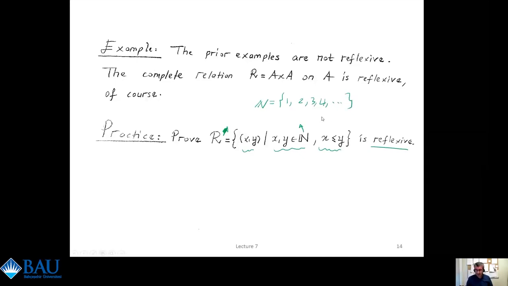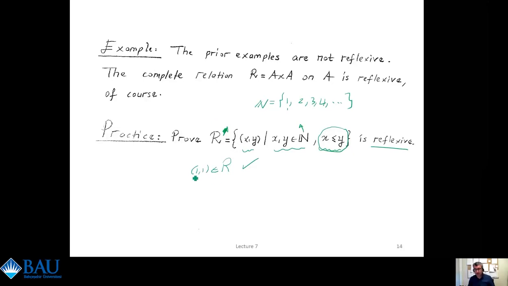Now, is R reflexive or not? Means, do we have a 1, 1? Yes, because 1 is less than or equal to 1. Do we have a 2, 2? Yes. 3, 3? Yes. 4, 4? Yes. But how can we answer it?